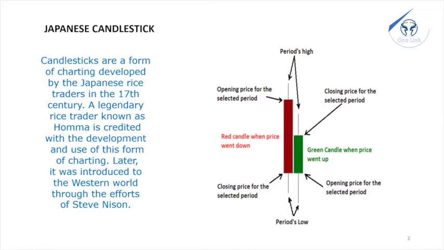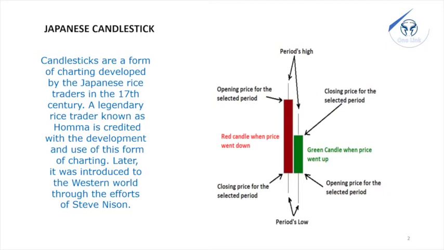Okay, there are a few types of charts. One is the line chart, one is the bar chart, and one is the candle chart. Basically, we are focusing on the candle chart, the candlestick charts.